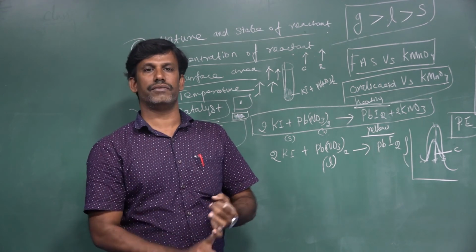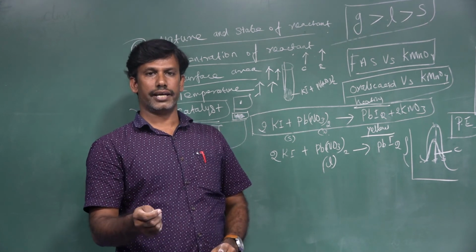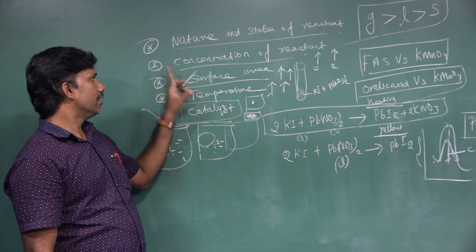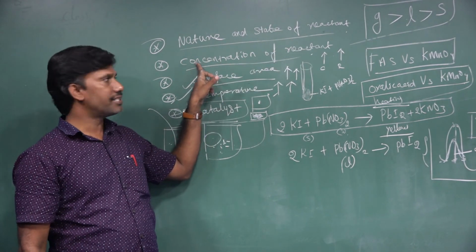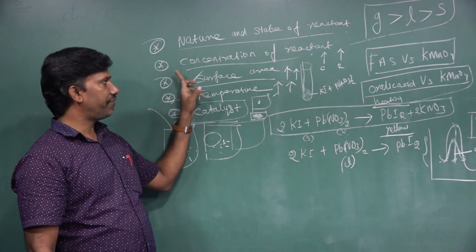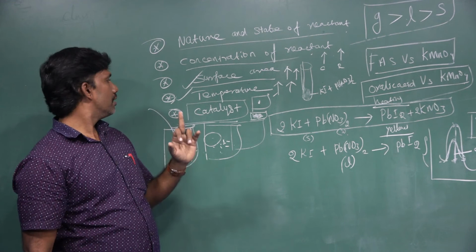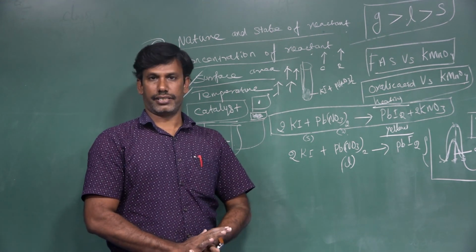Catalysts are also very, very important to alter the rate of the reaction. Once again, I am repeating, what are the factors which affect the rate of the reaction? Nature and state of the reactant, concentration of the reactant, surface area, temperature, catalyst. These are the five factors which affect the rate of the reaction.